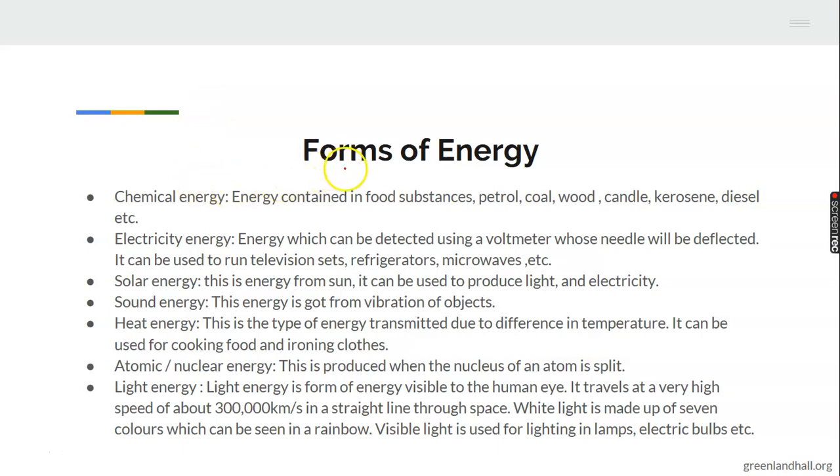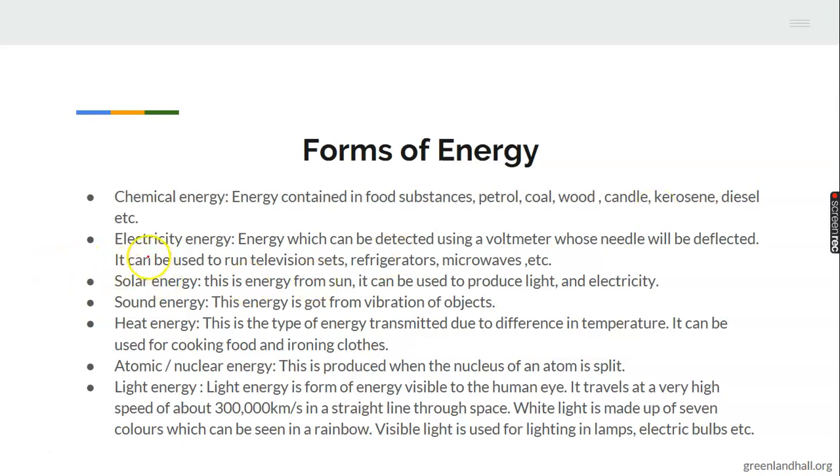Okay, moving to forms of energy. We have different forms of energy. The first one is chemical energy. So energy contained in food substances, petrol, coal, wood, candle, kerosene, diesel, etc. are classified as what? Chemical energy.